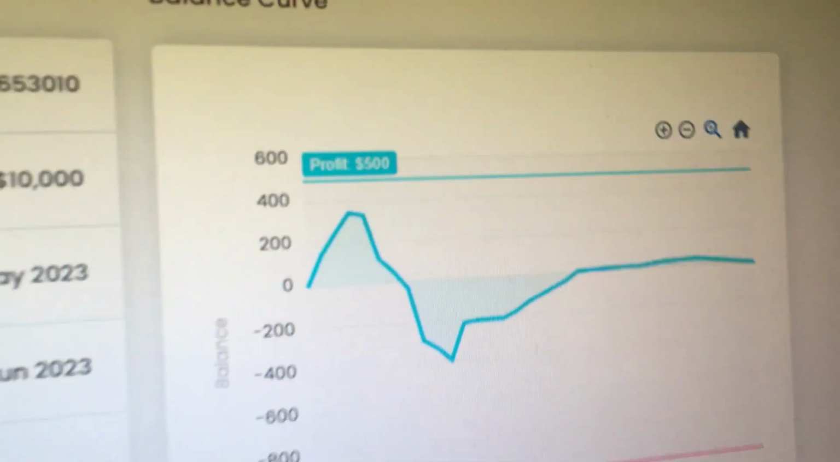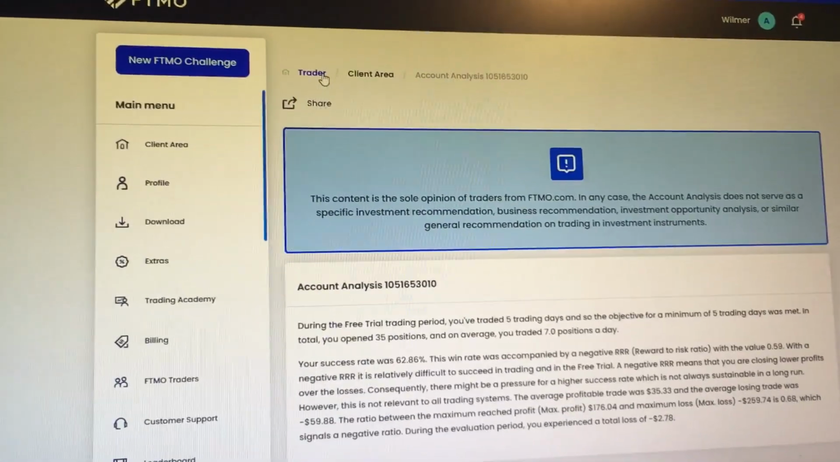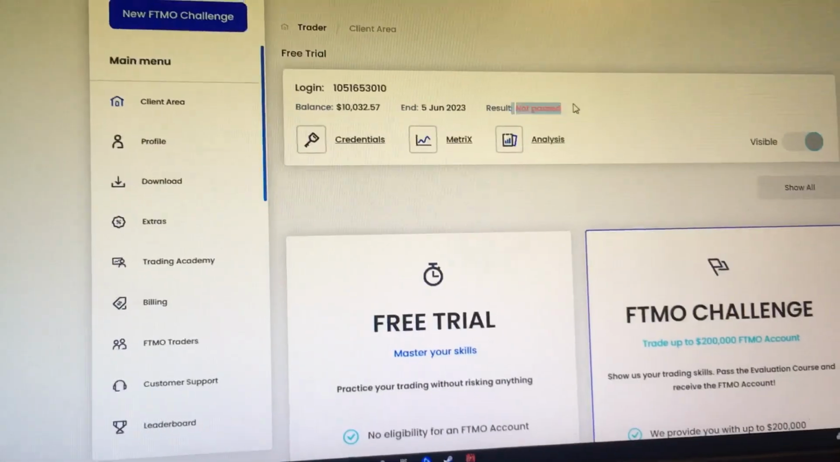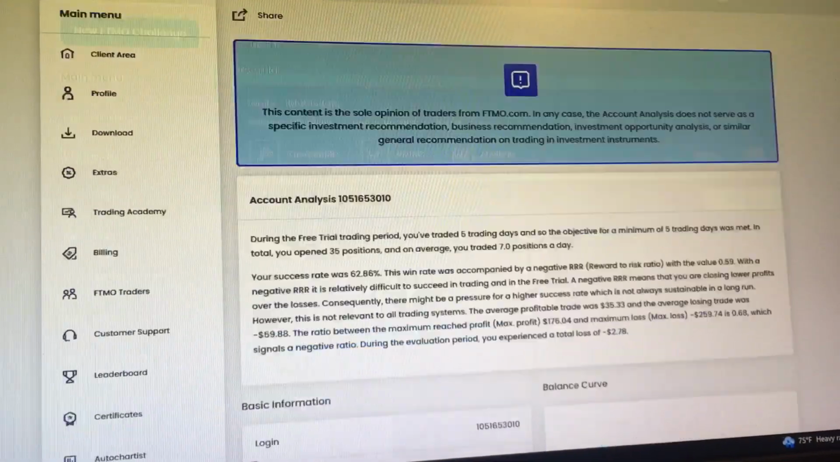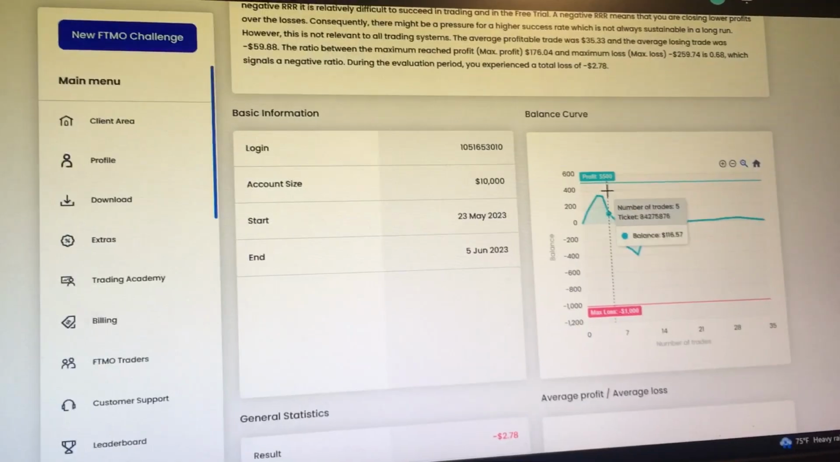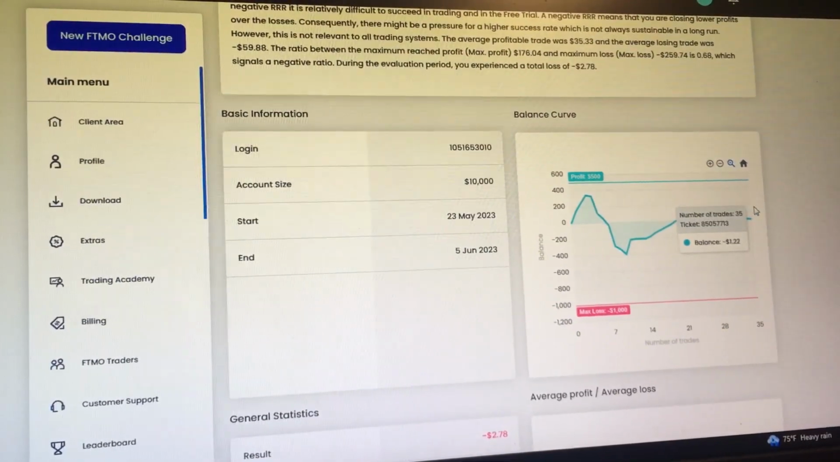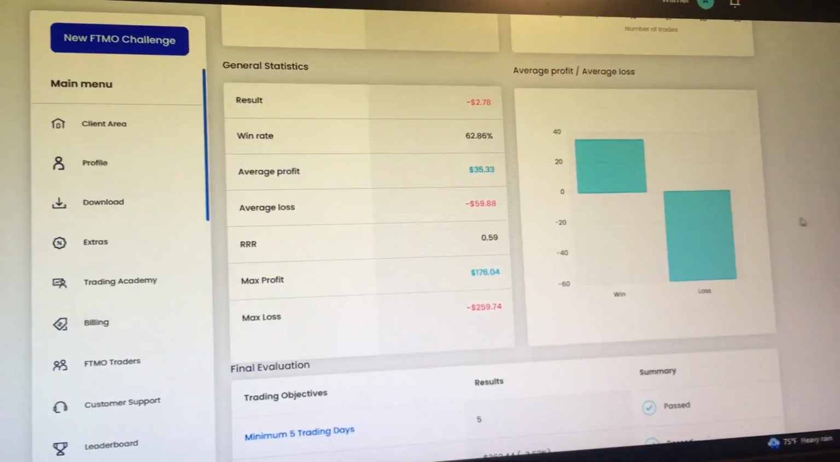Alright, guys, I want to show you that too, but we did not pass, as it says right here. On not pass result analysis. Let's go. So we were up in profit. We could have probably beat this challenge, but then we got a drawdown. Eventually went back to break even, and then we're down $1 at the end.